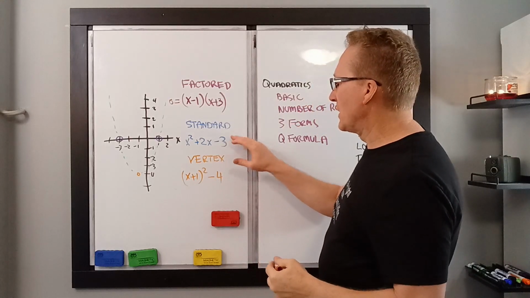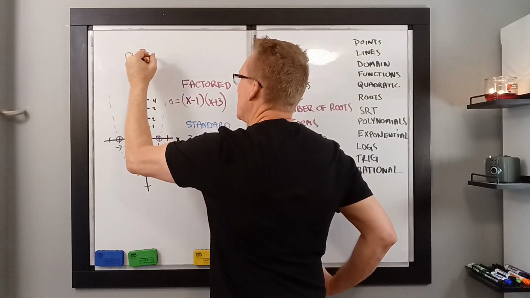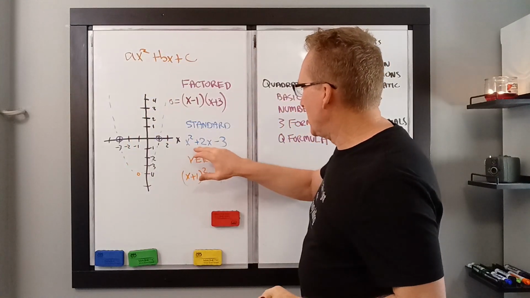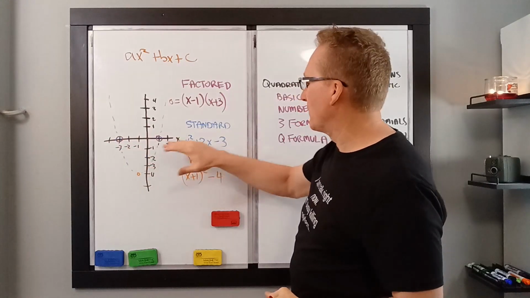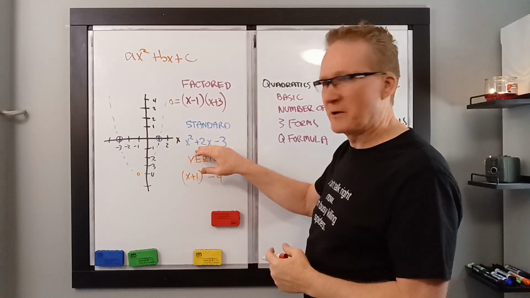In the standard form, that's the form where we would have ax squared plus bx plus c. And here's your a, here's your b, here's your c. This doesn't give us any real information about it, but what this does do is it allows us to use the quadratic formula, which I'll just remind you of in a second.